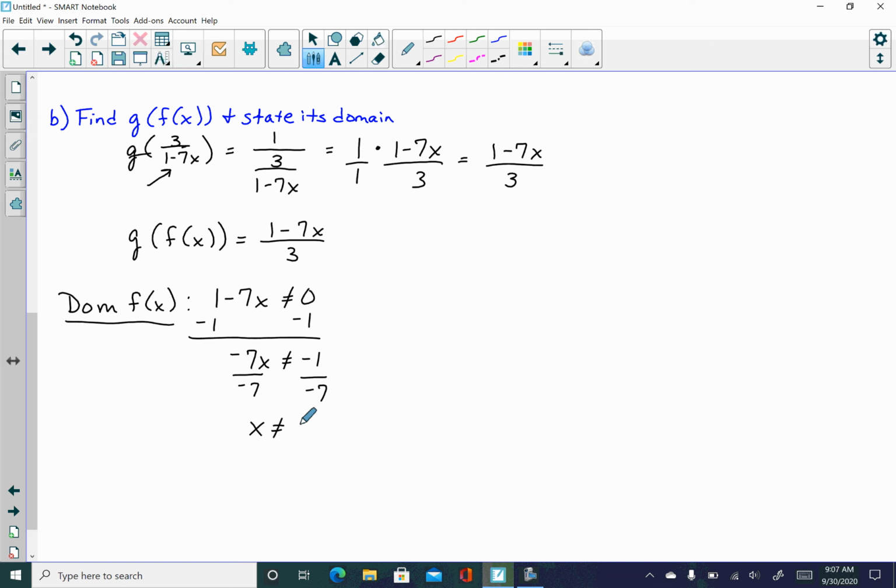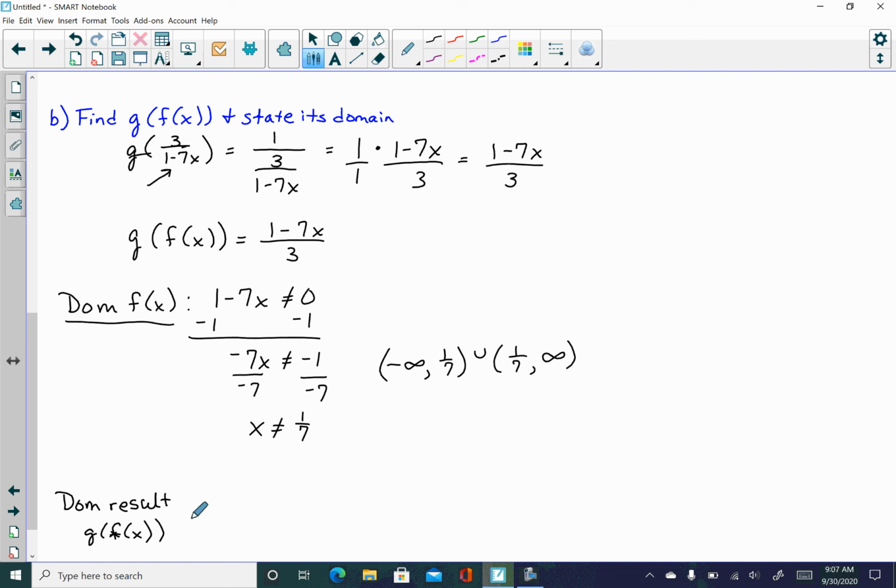x cannot equal 1/7. So it's just a fraction this time, but it converts to interval notation the same way: I'm going from negative infinity to 1/7, and then 1/7 to infinity. That would be the domain of f of x. Now I need to look at the domain of my result. Remember, that's your g of f of x.